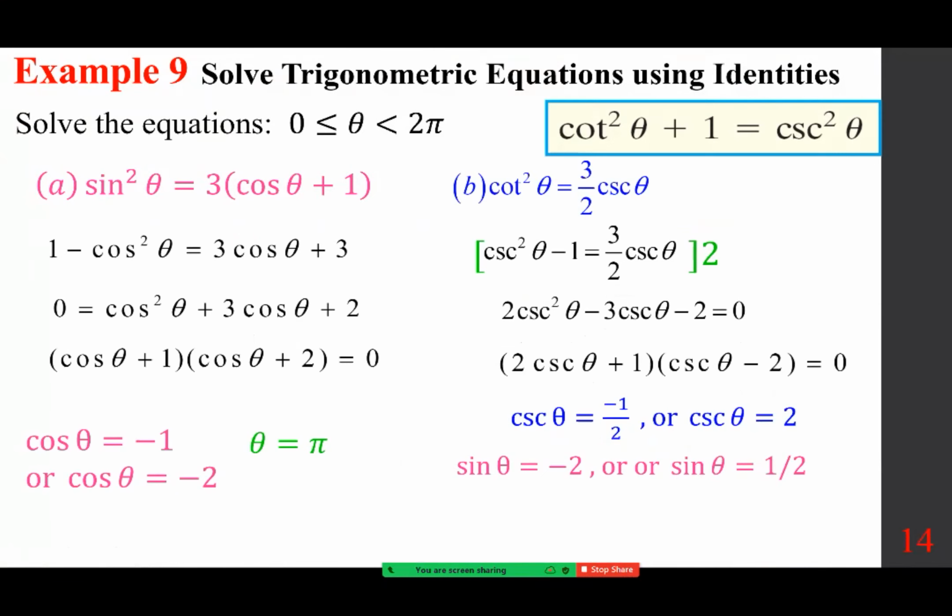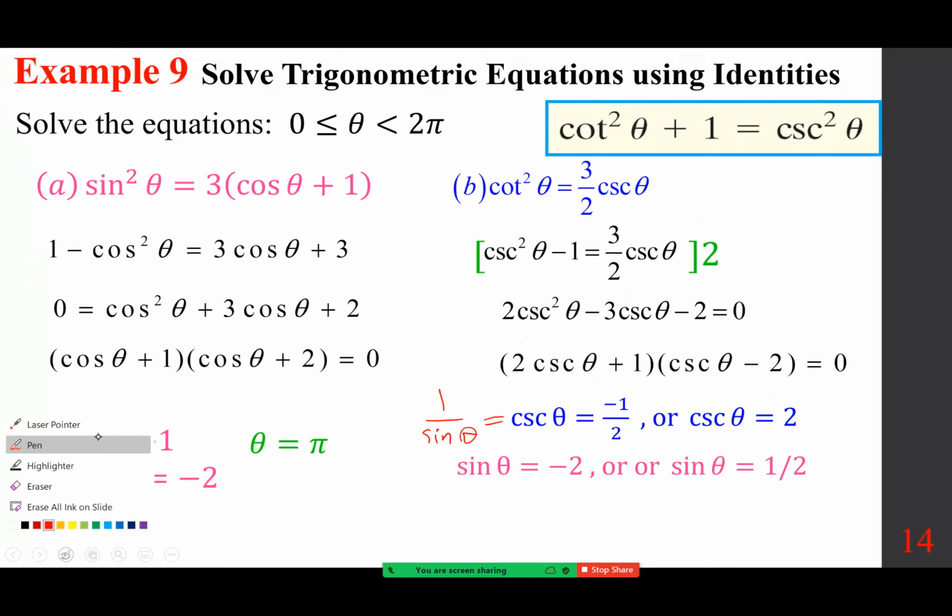So sine theta is -2 because cosecant is 1 over sine, because sine and cosecant are reciprocals. So if cosecant is -1/2, sine is 2 over -1 or -2. If cosecant is 2, sine is 1 over 2.